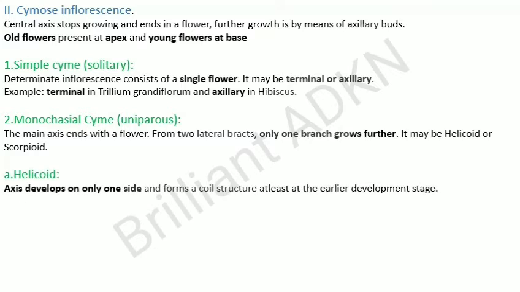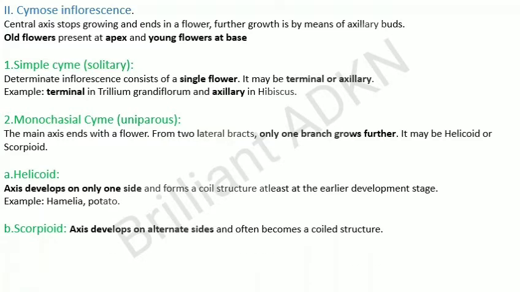Helicoid. Axis develops on only one side and forms a coil structure, at least at the earlier development stage. Example, Hamelia and potato. Next, scorpioid. Axis develops on lateral sides and often becomes a coiled structure. Example, Heliotropium.